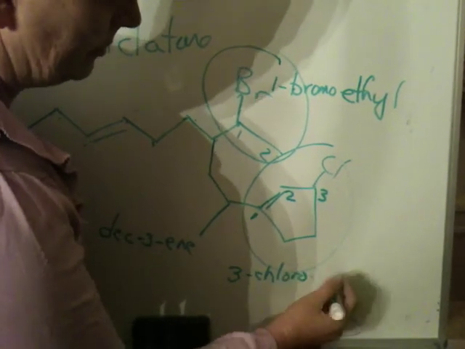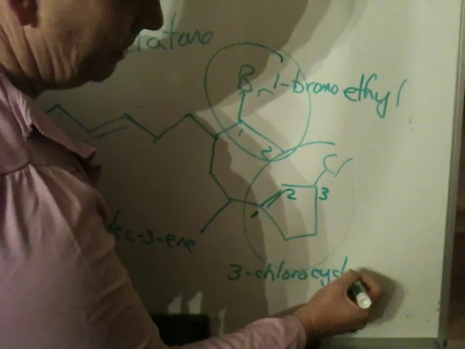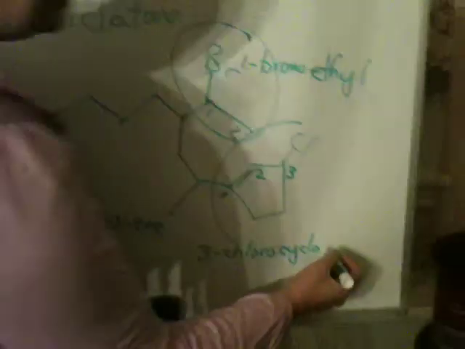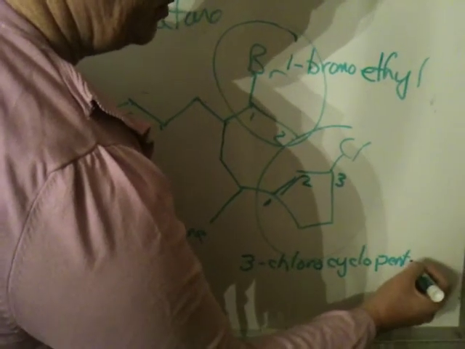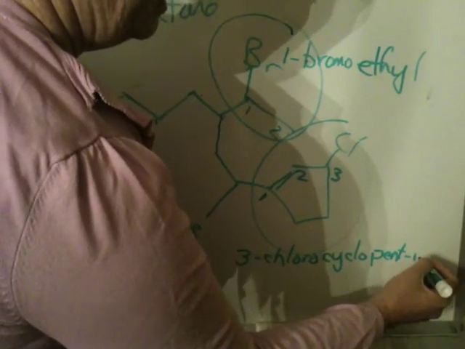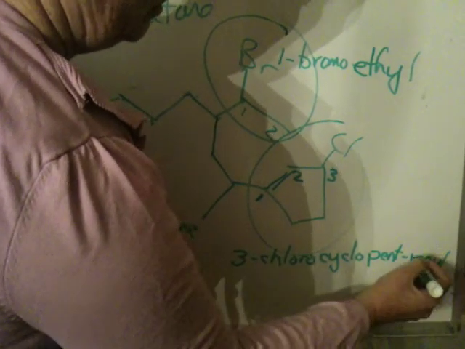I'm going to use the modern nomenclature. I'm trying to stick with our resolve this semester to use the modern nomenclature. Cyclopent-1-enol.